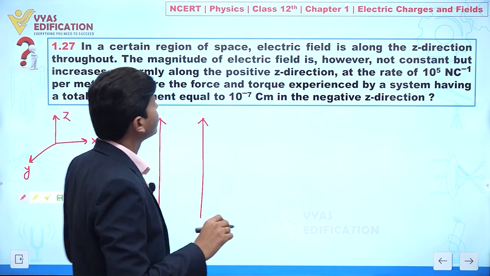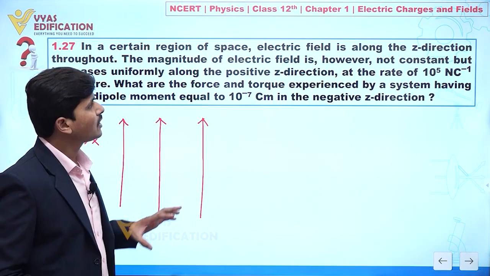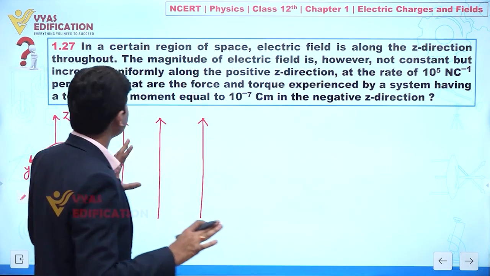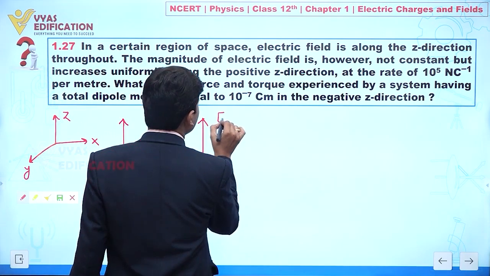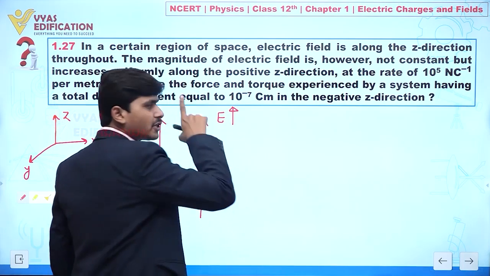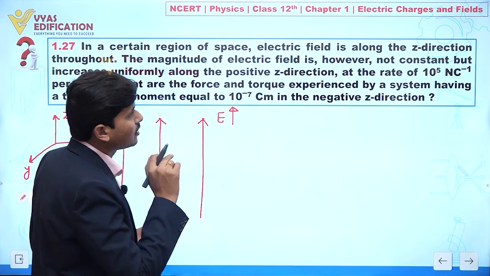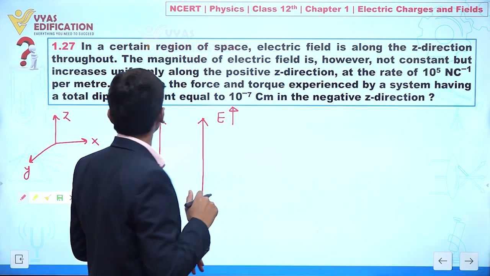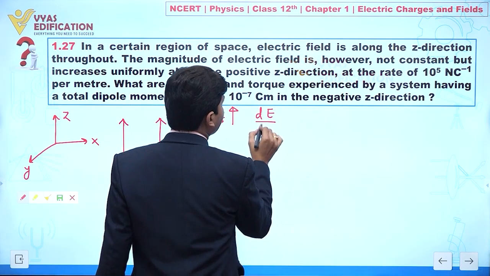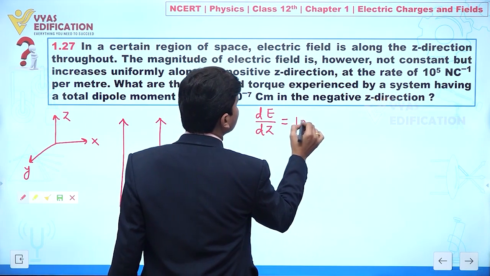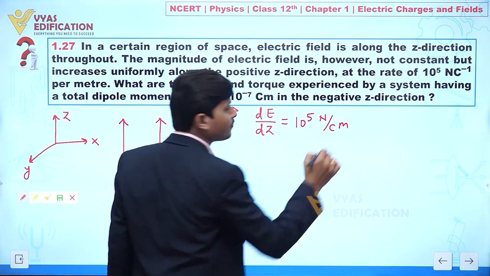So the electric field is in the positive z direction. The magnitude of the electric field is however not constant but increases uniformly along the positive z direction. It means the electric field is increasing in this direction. This is given to you, at the rate of 10 to the power 5 Newton per coulomb per meter. It means dE by dz is given as 10 to the power 5 Newton per coulomb per meter.